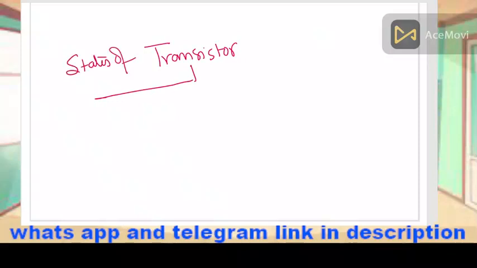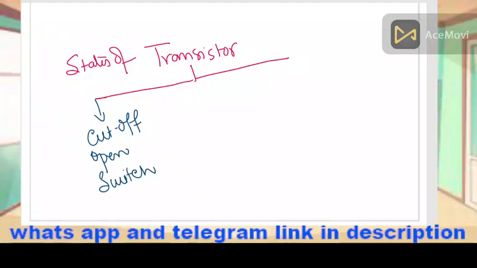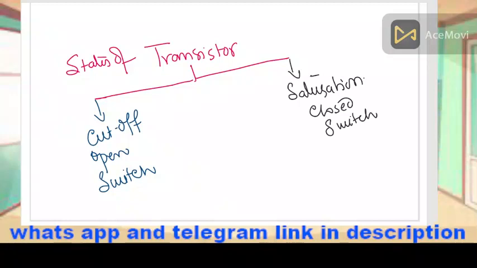So what we have seen till now is that the transistor has two basic states, the states of the transistor, and these are defined by the biases. At one end you have the cutoff, open switch, and at the other extreme you have the saturation, closed switch. Here the transistor is not conducting at all. Here in the saturation region, it is fully conducting.